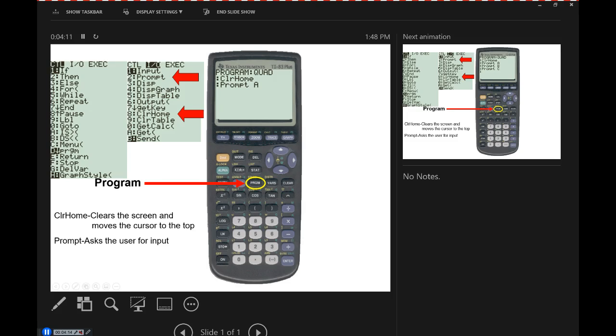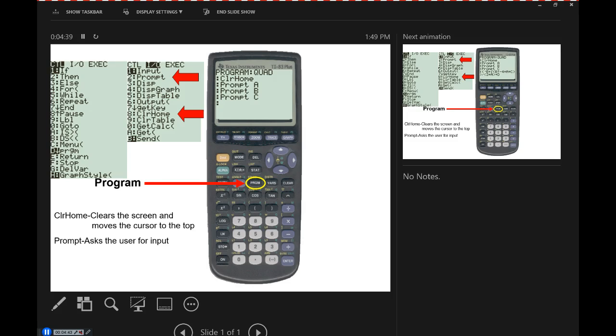You're now going to repeat that process 2 more times to where it says Prompt B and Prompt C. So make sure you press Enter to move to a new line. Then go back and press the Program button. You do have to write A, B, and C. So if you press the wrong button, just press second and then the Mode button, which is right next to it.